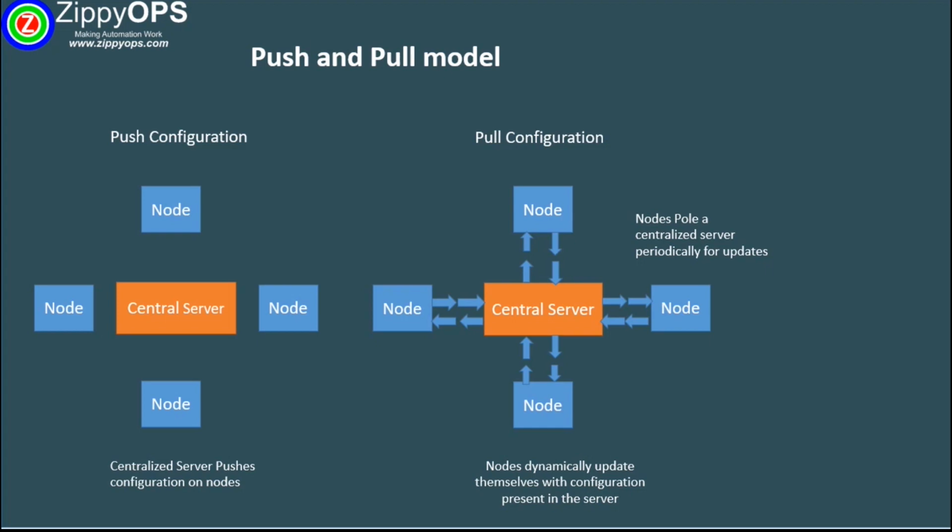You are going to have a centralized server. From the centralized server, you are going to invoke the configuration application on the respective node or the minion. Okay, so this is called the push configuration model, where you are going to have a centralized server. From there, you are going to push the configuration to the target systems. Okay, it can be any target system, irrespective of the operating system.